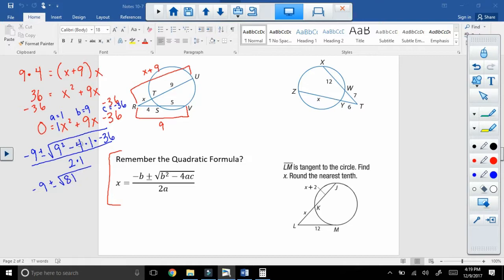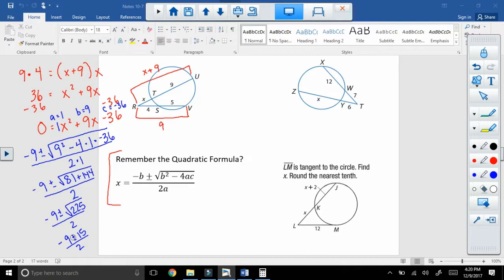So I'm going to go through and just simplify this. 9 squared is 81. When I multiply those together, let's see, 72, 144 over 2. Negative 9 plus or minus the square root of 225 over 2. Negative 9 plus or minus 15 over 2. And you're actually going to end up with two answers here, and then we'll talk about that.